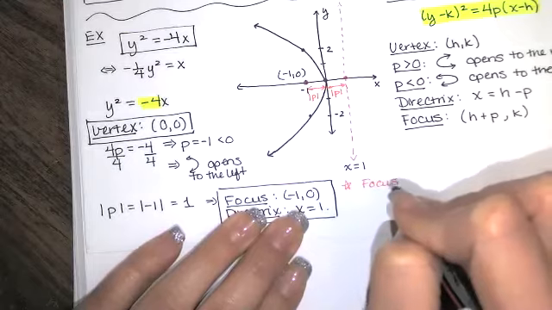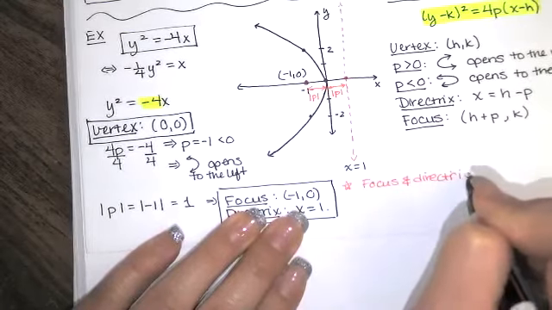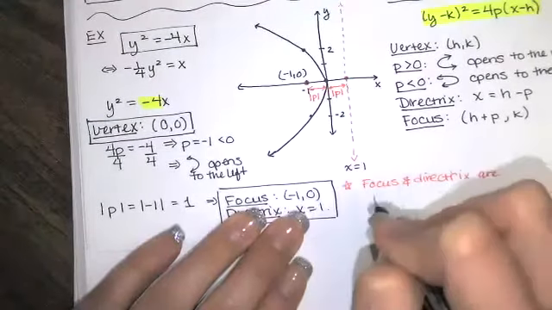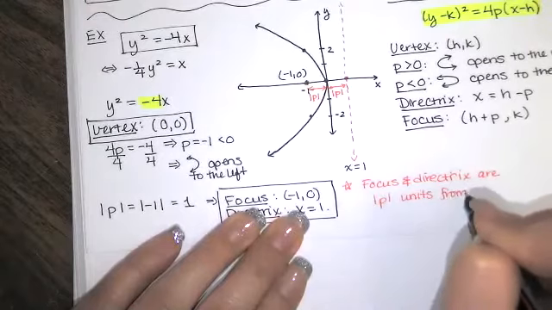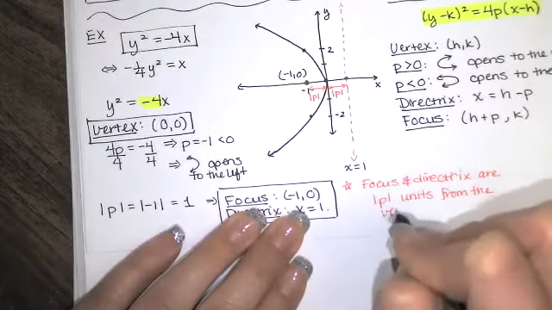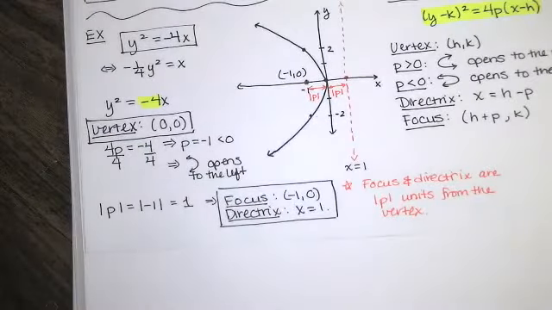The focus and directrix are absolute value of p units from the vertex of the parabola. Okay.